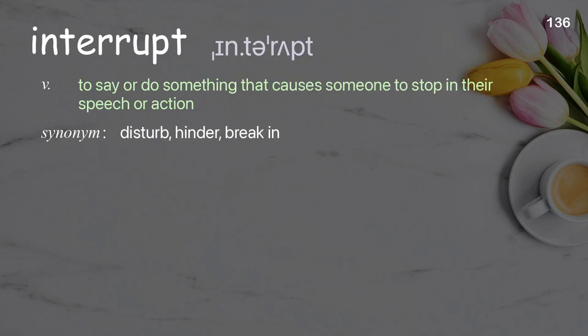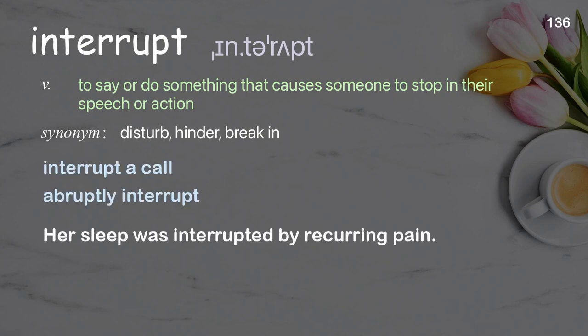Interrupt. To say or do something that causes someone to stop in their speech or action. Examples: Interrupt a call, abruptly interrupt. Her sleep was interrupted by recurring pain.